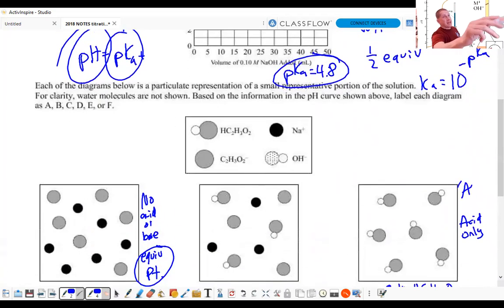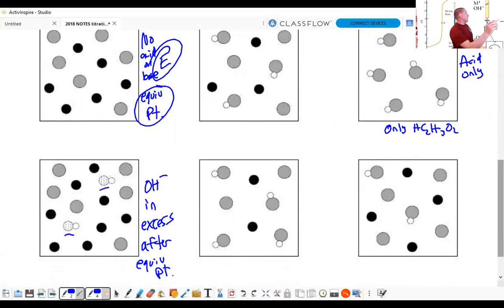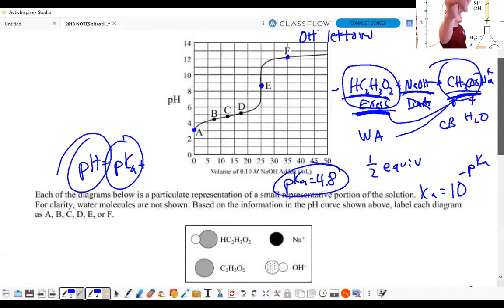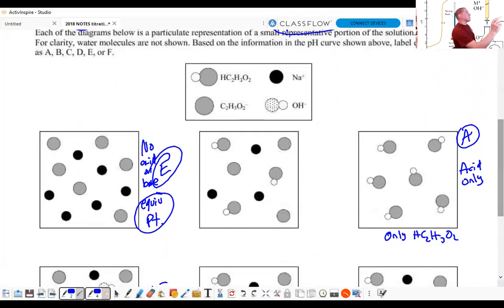All right, so we have A figured out. So this is A, acid only. We have E figured out at the equivalence point. And then we have F figured out after the equivalence point. So what we're trying to deal with then is what about B, C, and D? So like I said, at C, the half equivalence point, the weak acid is equal to the concentration of the conjugate base. So now we got to start counting. So 1, 2, 3, we have three sodiums.